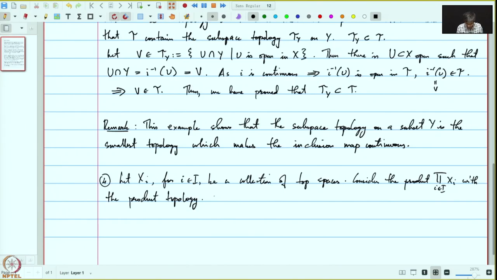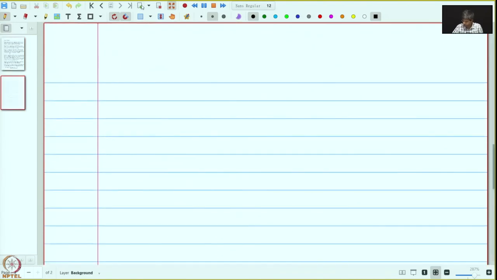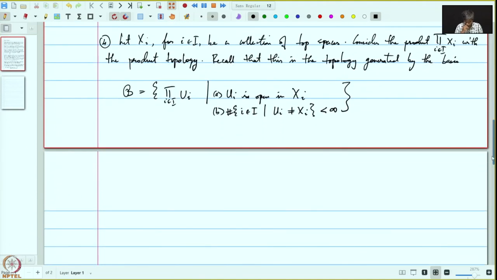So recall what the product topology was. Recall that this is the topology generated by the basis B equal to the products of U_i such that each U_i is open in X_i, and when we look at the cardinality of those i's for which U_i is not equal to X_i, this cardinality is finite.